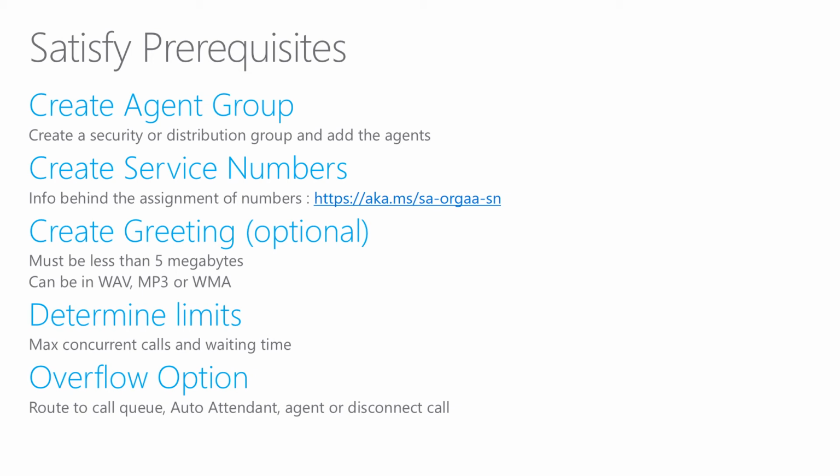You have to determine the limit. So how long you want people waiting? What's the maximum concurrent calls you should expect? Then you should think of your overflow option. So once the limit is reached, should they route to a different queue, a person, an auto attendant, or should we just drop the call?